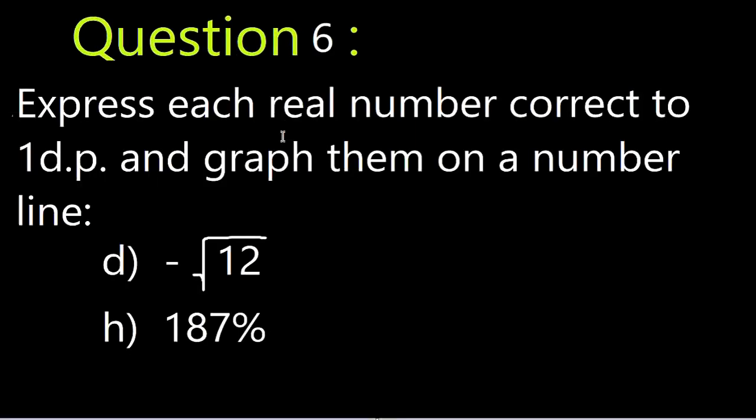Question 6. Express each real number correct to 1 decimal place and graph them on a number line. Because we're doing the last column, we'll look at D and H. D says negative root 12 and H says 187%. So 2 different forms of numbers, and we're going to try and graph them on a number line after we put them into decimal form.